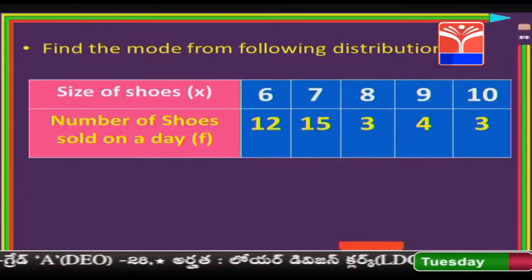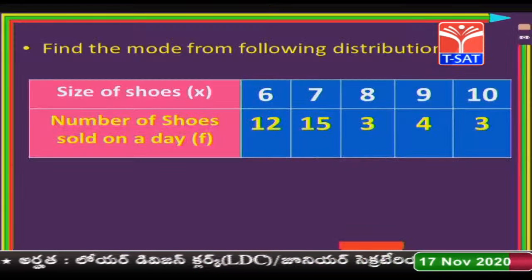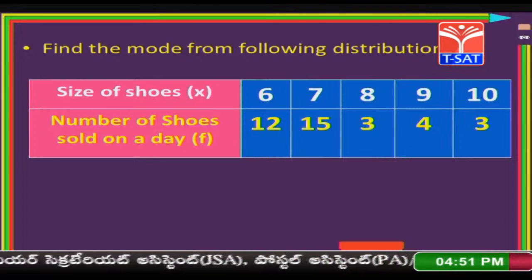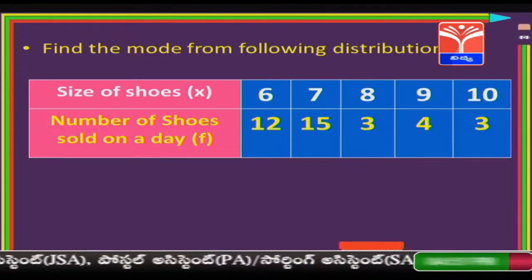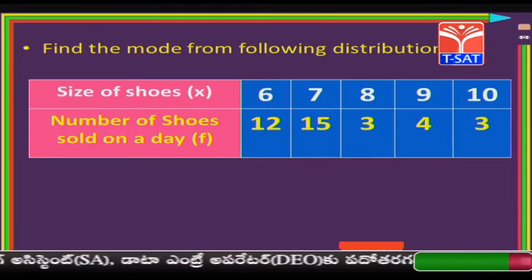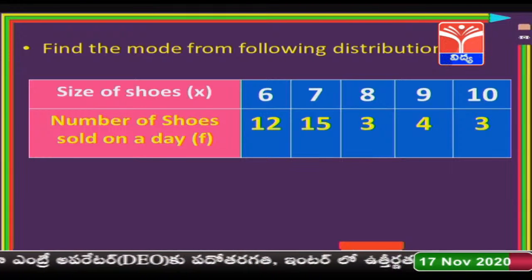So let us go for the mode of an ungrouped frequency distribution. Find the mode from the following distribution. What you are observing is the size of shoes given as 6, 7, 8, 9, 10, and the number of shoes sold for a day is given as 12, 15, 3, 4 and 3. So let us find the mode of this data.